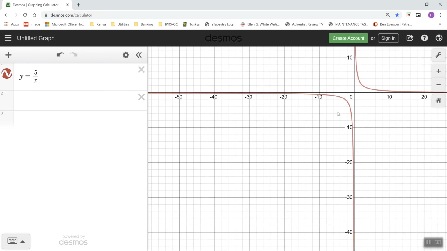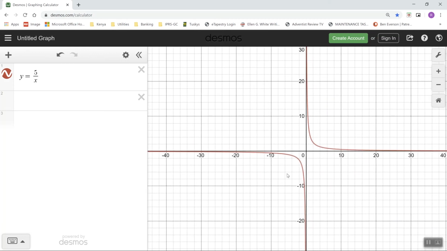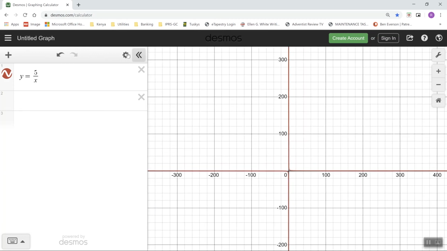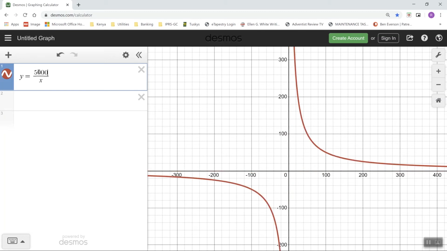Hey, what's going on? Hang on. Okay, if I make that 5 to be 500, watch close. That's 50. There's 500. There would be 5,000. The bigger that constant is in the numerator, the farther out the graph goes from the origin, and the curve becomes more gradual and less sharp.